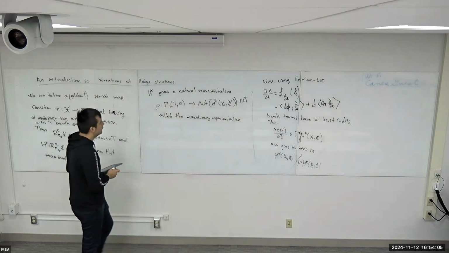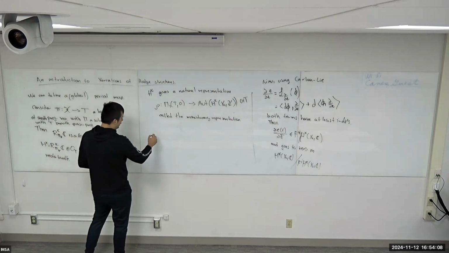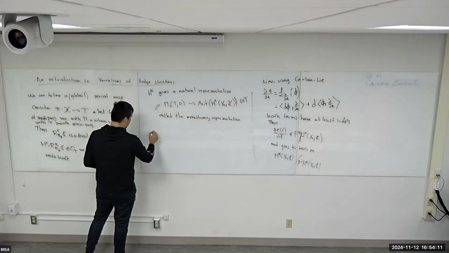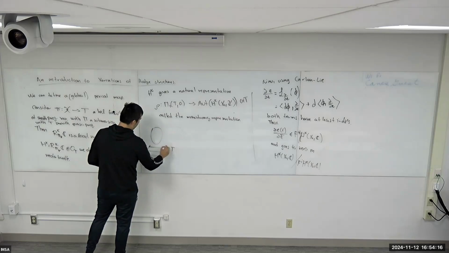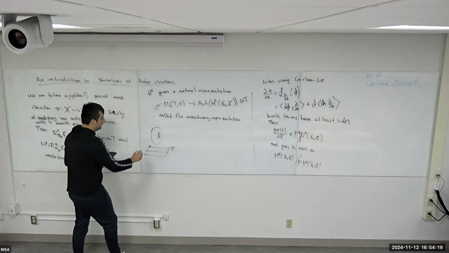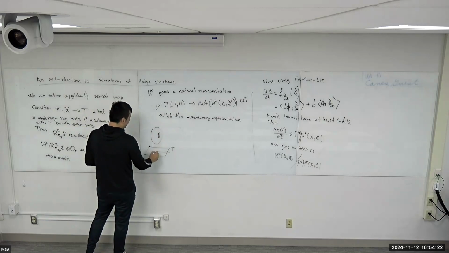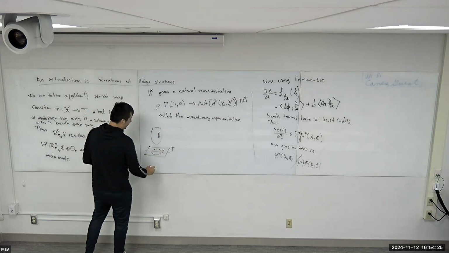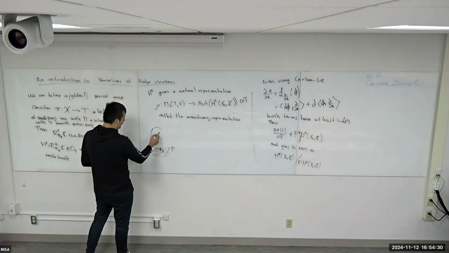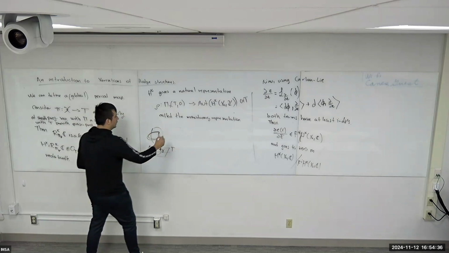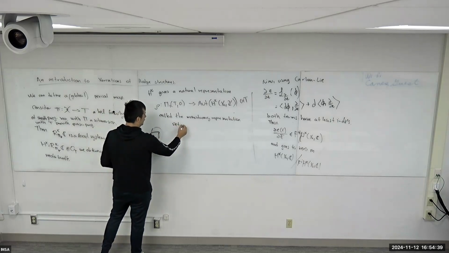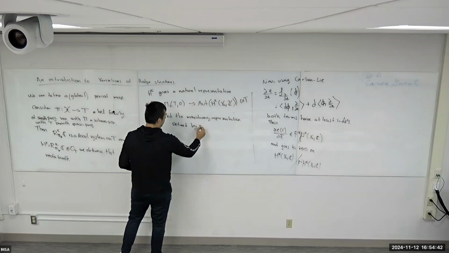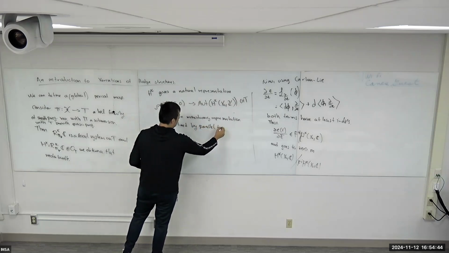And this is given by, if you have a homology class that I'm representing as a cycle, and you have an element of the fundamental group, it's defined by parallel transport.